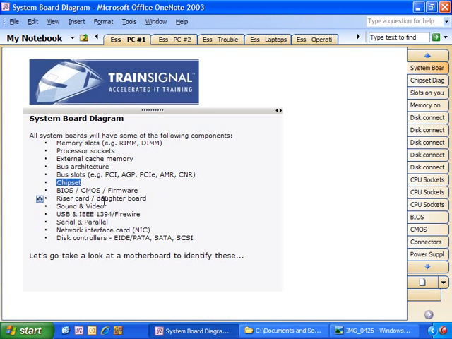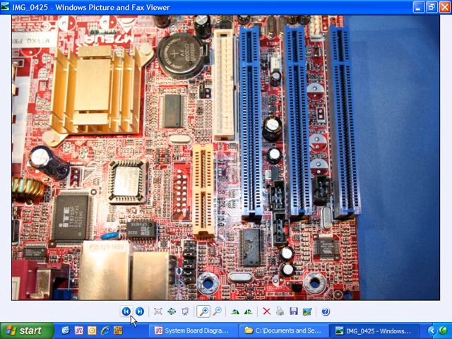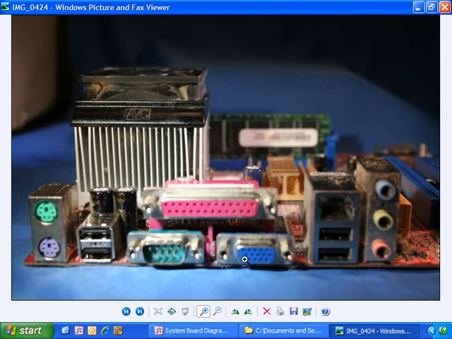All right, riser card or daughter board. This motherboard does not have a riser card or daughter board. It does have integrated sound and video. So if I go back, you see right here, here's an integrated VGA adapter, and there's integrated sound ports right over here.